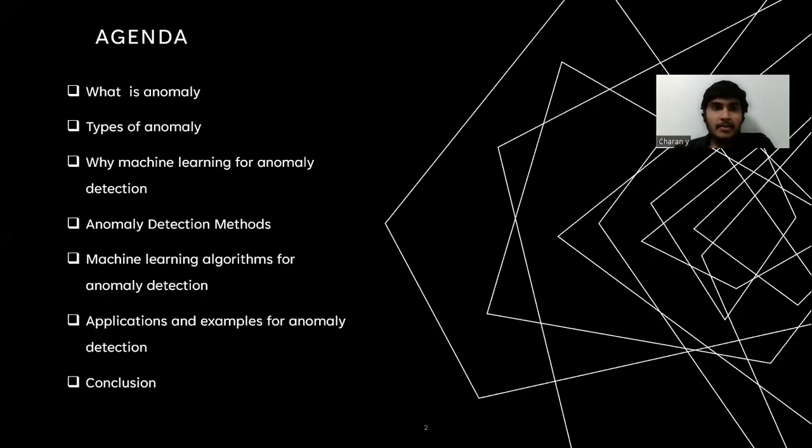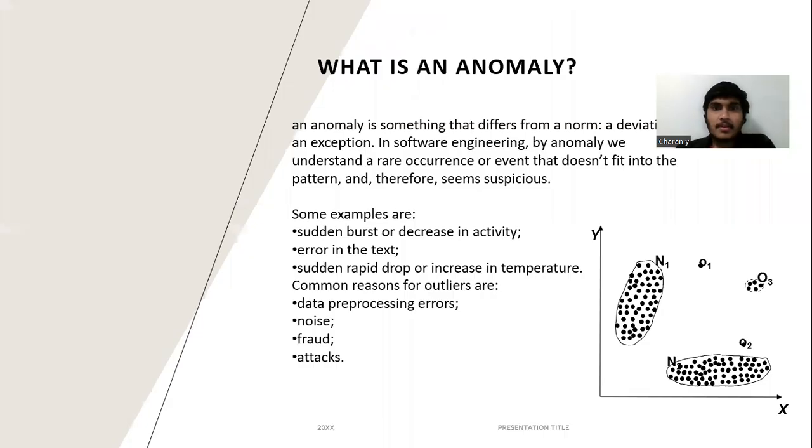The contents to be discussed are what is anomaly, types of anomaly, why machine learning for anomaly detection, methods, machine learning algorithms for anomaly detection, and applications. Finally, conclusion. So now, what is an anomaly?